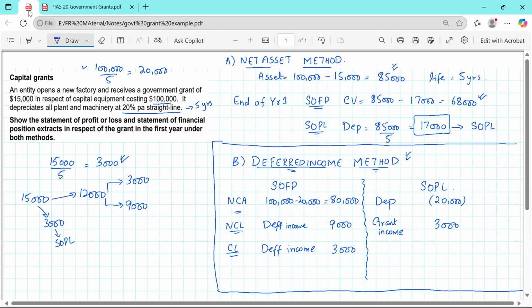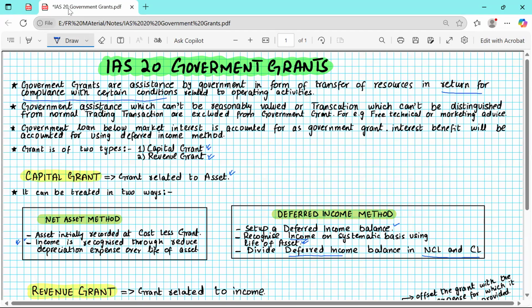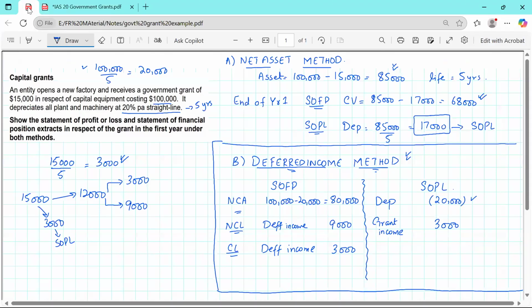One more time. Look at the last sentence: in the net asset method, what was written here? Income is recognized through reduced depreciation expense. Now look here, in the deferred income method, what was your depreciation expense? 20,000. And if you were not deducting the grant from the initial value of the asset, your depreciation charge would have been 20,000, right? But in the net asset method, because you deducted the grant in advance, what was your depreciation charge?